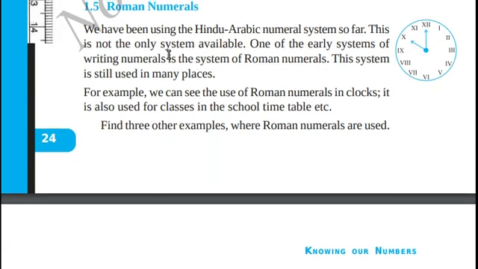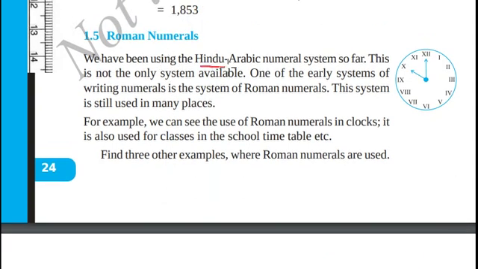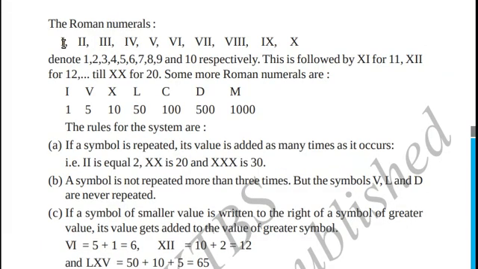Roman numerals. We have been using the Hindu-Arabic numeral system so far. This is not the only system available. One of the early systems of writing numerals is the Roman numerals. And we can see this system being used in many places as well. For example, we can see the Roman numerals in clocks. I hope you have noticed this. Roman numerals are also used for classes in the school timetable. Here we can see the Roman numerals for 1 to 10.